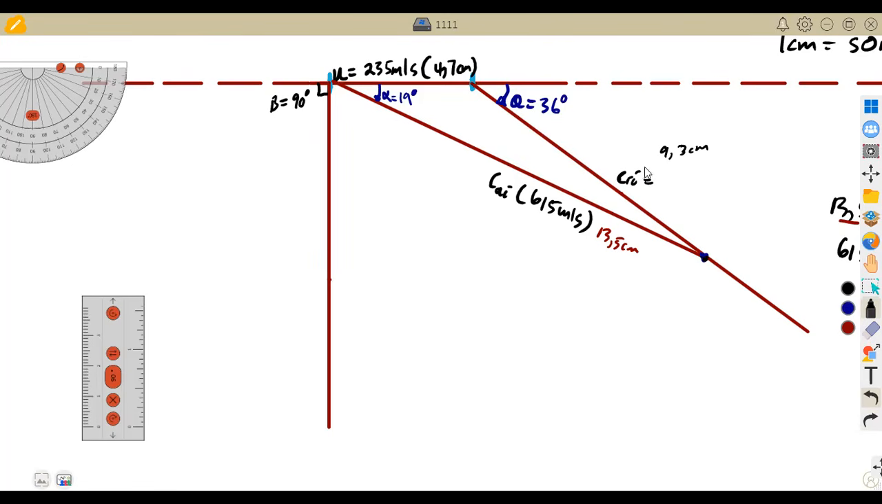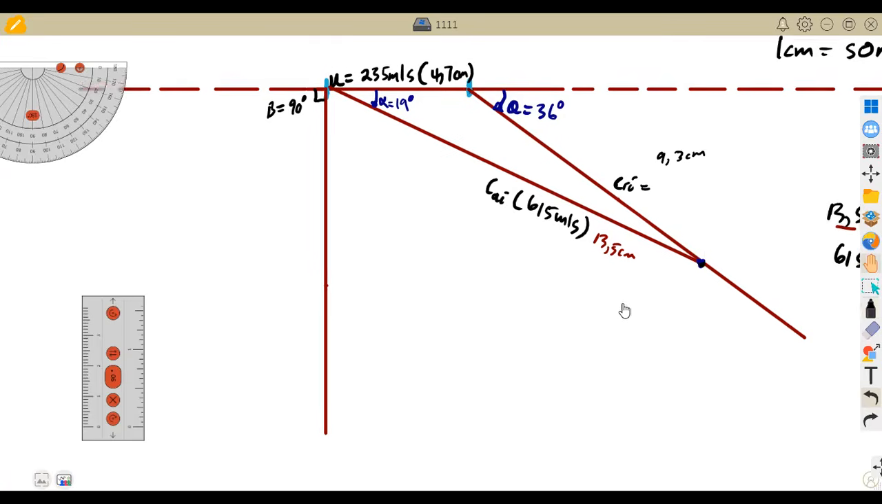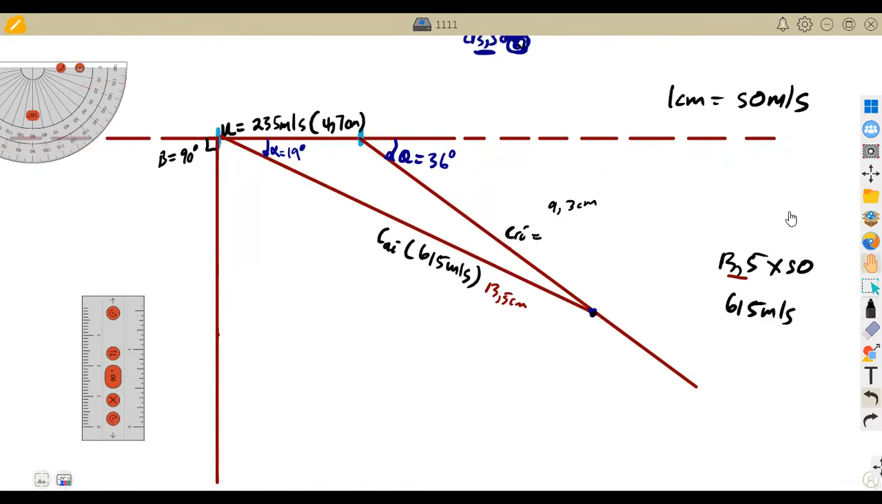Meaning to say we multiply by 50, which is our scale, 1 centimeter to 50 meters per second. So if you multiply, this is going to give us 465 meters per second. We now have the inlet relative velocity. All right. With the inlet, why are we calculating this?